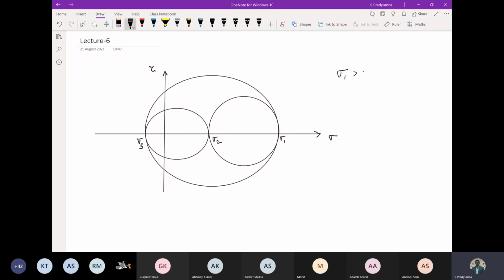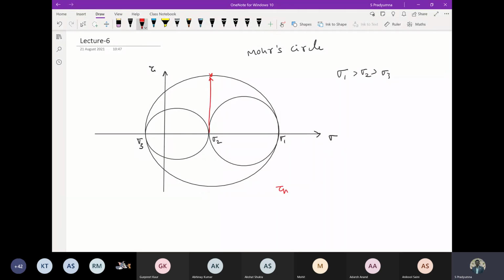sigma 1, sigma 2 and sigma 3. We plotted the three circles. Also we know what is the radius, where is the center of these circles and all. Now in this Mohr circle, we know that the maximum shear stress will be somewhere here, right? So that is nothing but equal to the radius of this bigger circle.